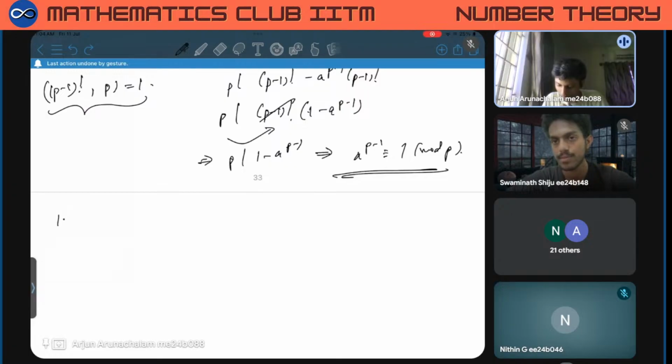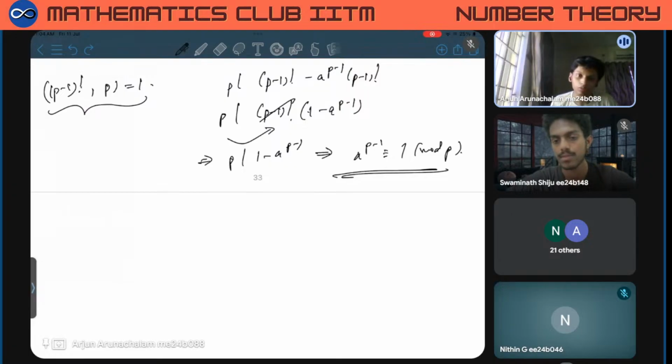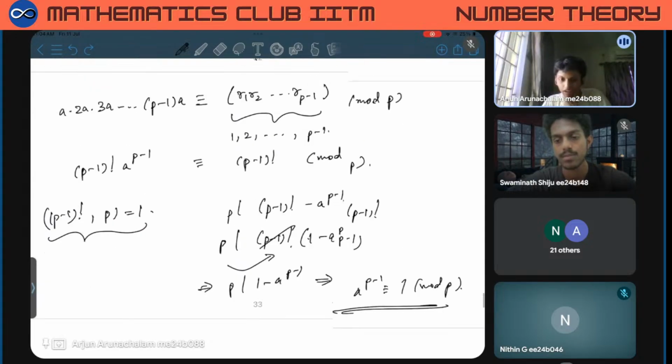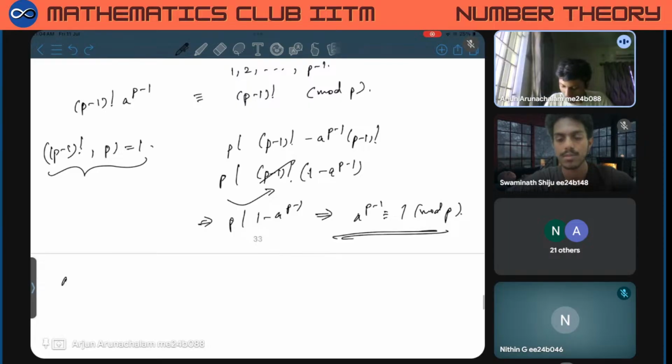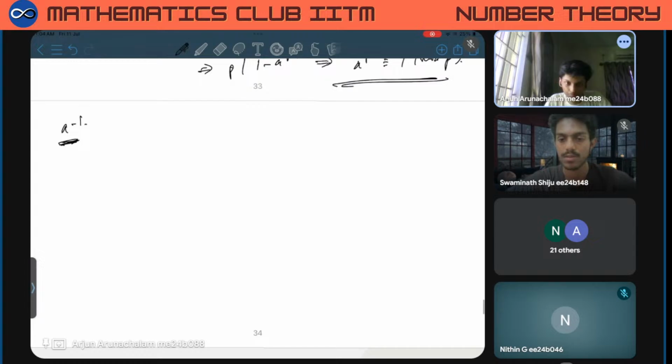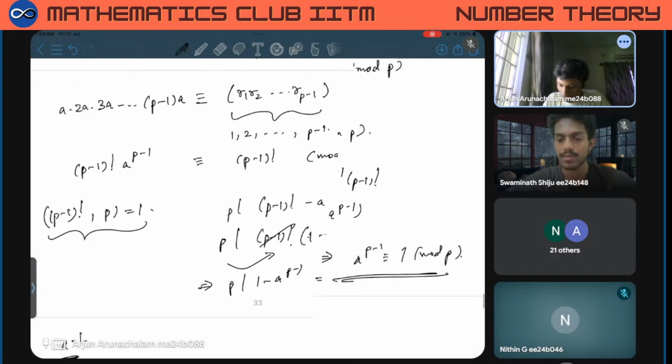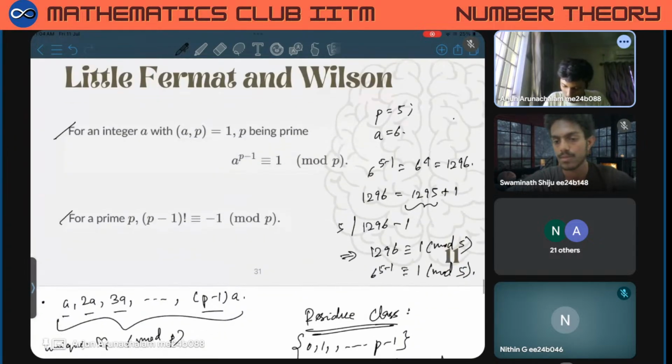Actually, I might have to teach you all something called inverses. Fine, we'll come back to this after. If we have time, I'll prove this because this involves teaching something called inverses. So I'll come back to that. For now we just assume that P minus 1 factorial is congruent to minus 1 mod P.